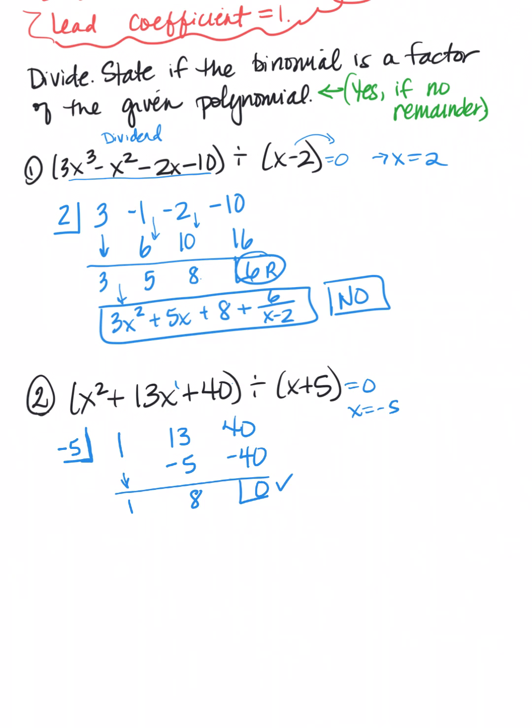Now I can write this in the correct form. So remember, I'm one degree less than the original. So this would just be 1x plus 8. You don't have to write the 1. No remainder. So this is my answer, and yes, this is a factor. x plus 5 is a factor. So if you wanted to check it, you could FOIL back x plus 5 times x plus 8, and you would get this original polynomial.